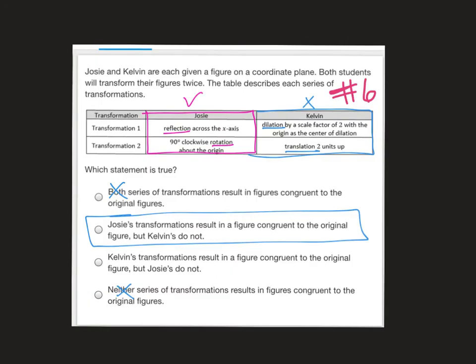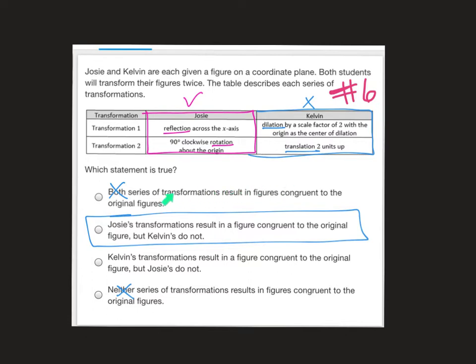All right, on number 6, we had to look at 2 different students saying that they could transform their figures twice, and we're looking at whether it produces congruent shapes or not. So when we looked at Josie, she said that she would do a reflection and then a rotation. That tells me that those 2 things do produce congruent shapes. So that's why we put a check mark there. When we looked at Kelvin, we noticed that the first thing he did was a dilation, which tells me right now that that is not going to produce a congruent shape, because it says we're going to multiply by a scale factor of 2, which means this shape is going to actually get bigger. So that's why we put an X here, that it does not create congruent shapes.